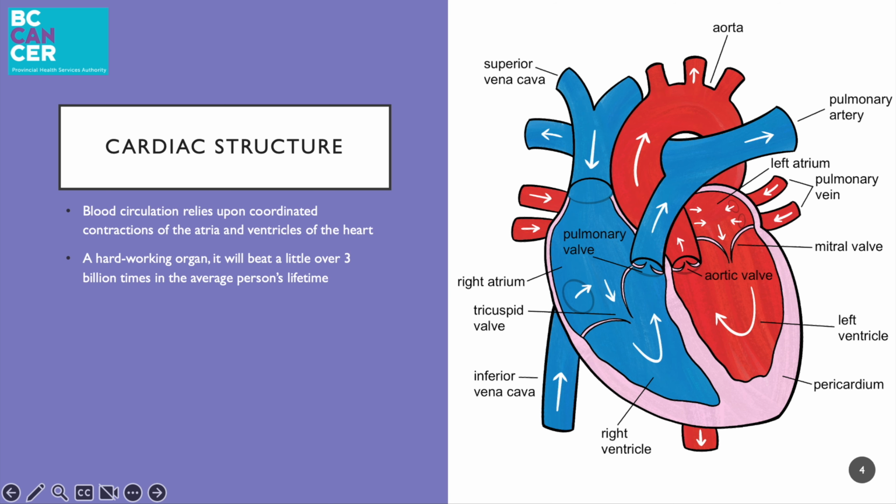So here we have a diagram of the heart and the blood flow through the heart. The heart is pretty important. It is what drives blood circulation throughout our bodies, and we do need blood to be circulated so that the blood can carry nutrients and oxygen to cells and systems around our bodies.